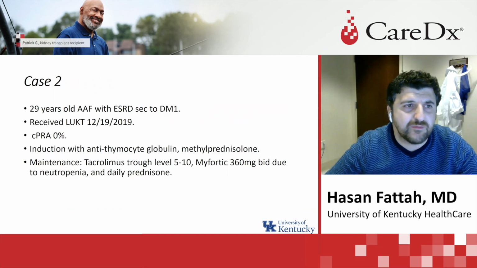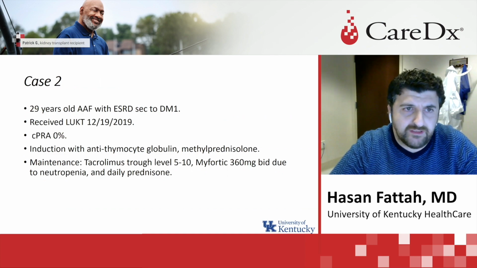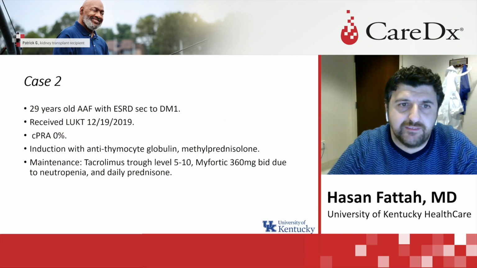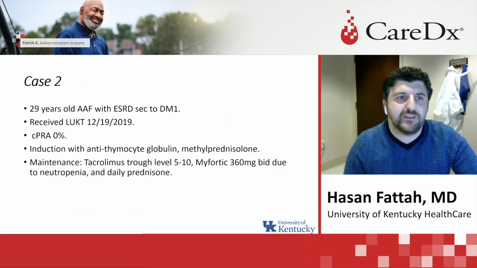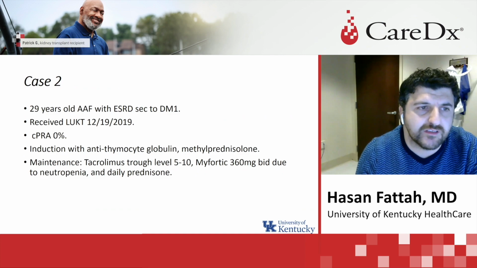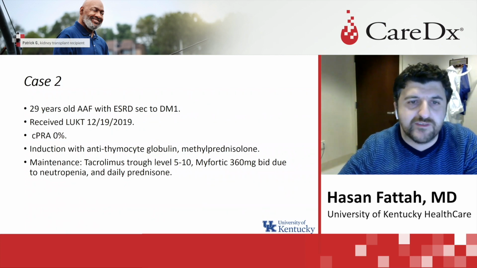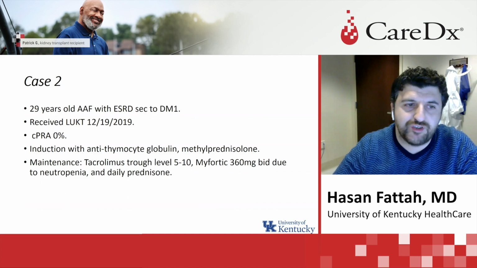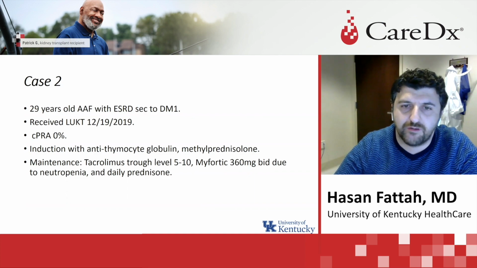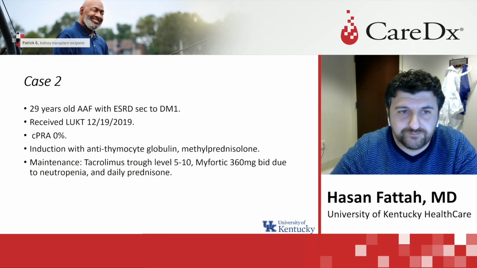The second case is very similar: a 29-year-old African-American female with a diagnosis of end-stage renal disease and type 1 diabetes, who received a living unrelated kidney transplant in December 2019. She was not sensitized, with a calculated PRA of 0%, received induction immunosuppression with thymoglobulin, and was kept on traditional triple immunosuppression: TAC, Myfortic 360 twice a day, which was reduced later because of, again, neutropenia, and daily prednisone.